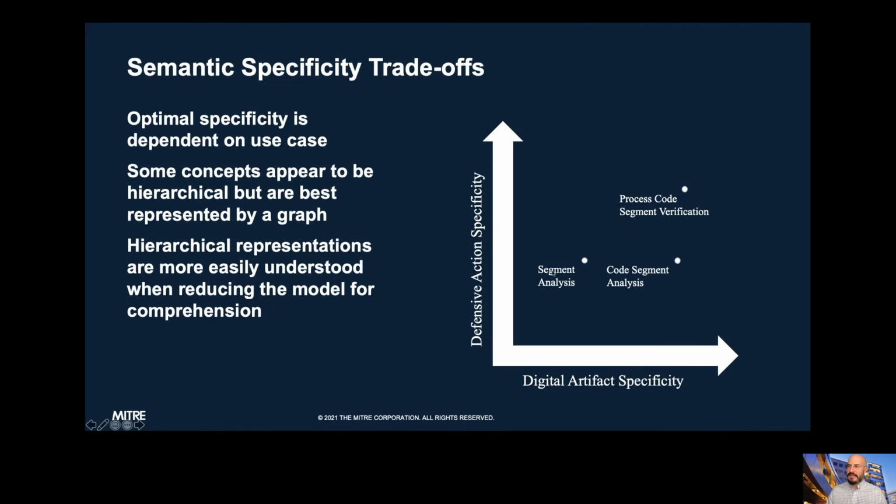So there's three examples here. The least specific example would be segment analysis, and then as you move up to the right, we get the most specific, process code segment verification, the example I gave earlier. Verification in this case here we're saying is a more specific type of analysis.